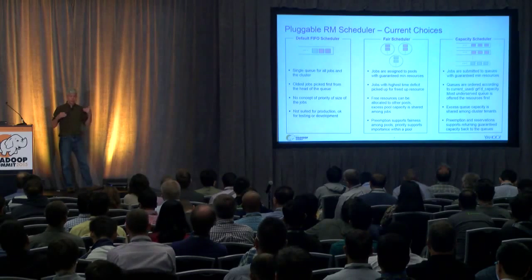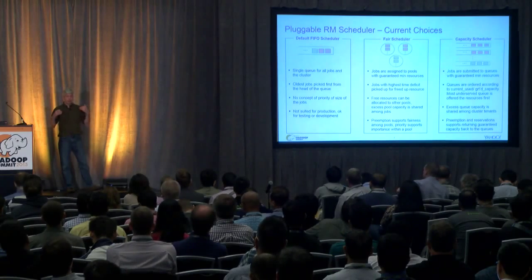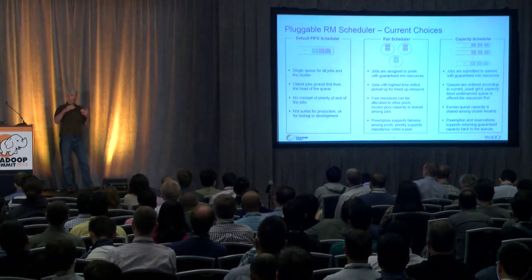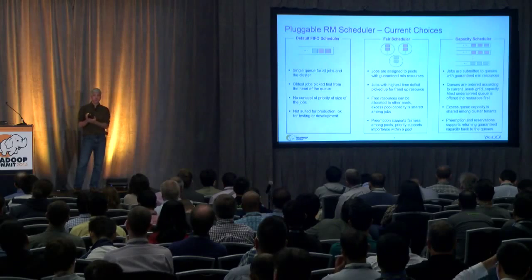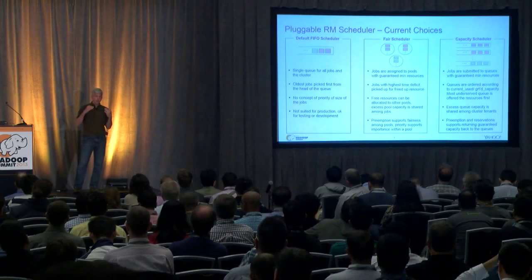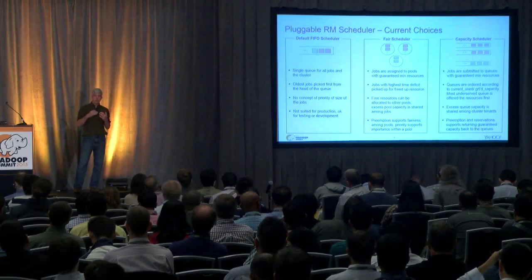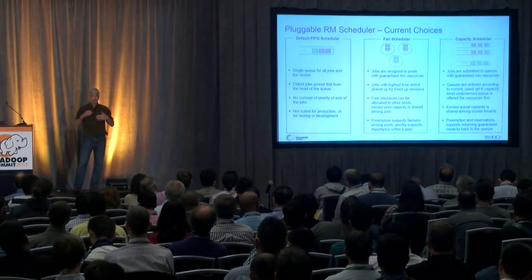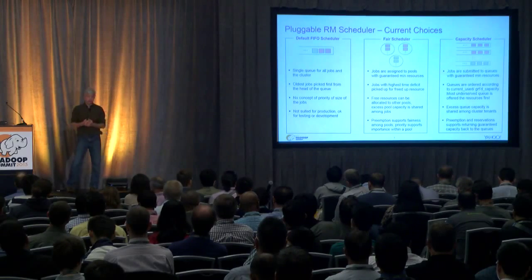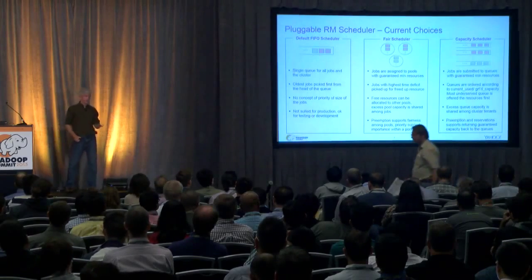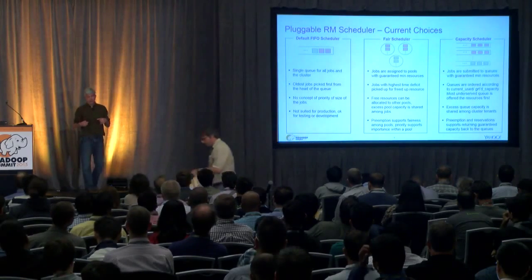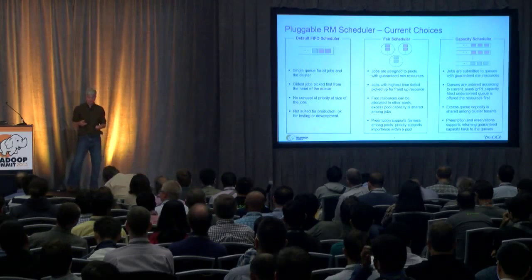And then queues are ordered according to how close you are to your capacity. So capacity scheduler tries to guarantee you capacity per queue, right? But the further you are away from that guarantee, the higher priority your queue is. So that's kind of how it determines where it's going to give resources to. And then like the FAIR scheduler, excess queue capacity can be given to other queues, and then it can be taken back if necessary using preemption.